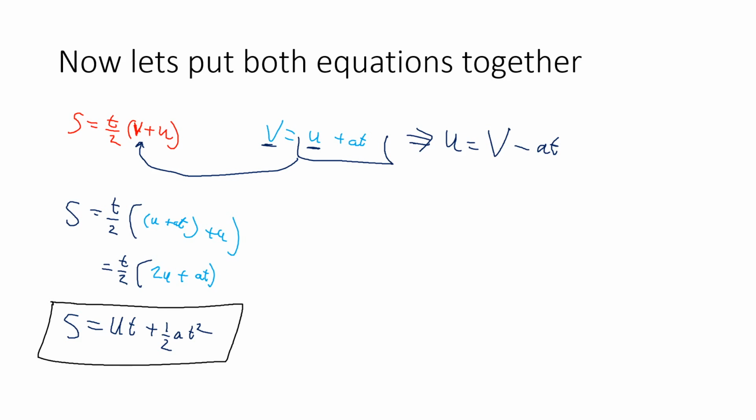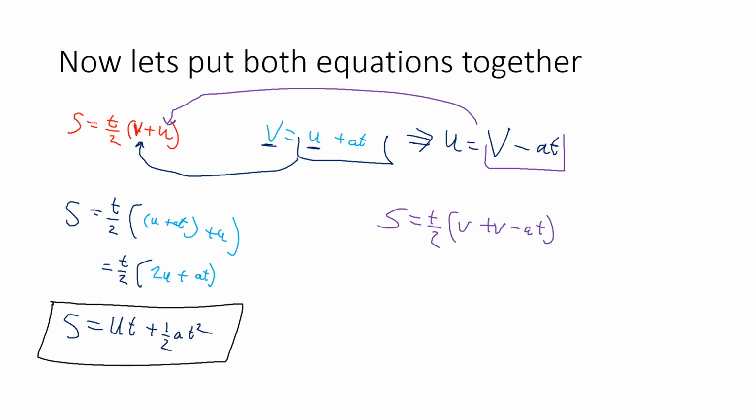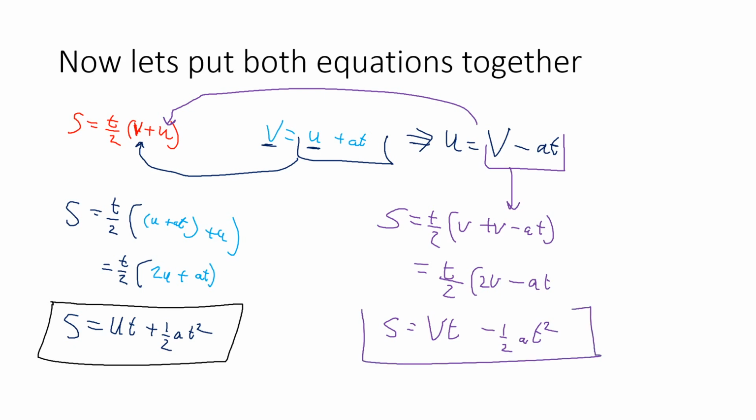We're going to put v minus at here. So s is going to be t over 2 times (v plus v minus at). All we've done is substitute that. Now let's add them up. It's going to be t over 2 times (2v minus at), and so s is equal to vt minus a half at squared. And that is 2 more equations down.